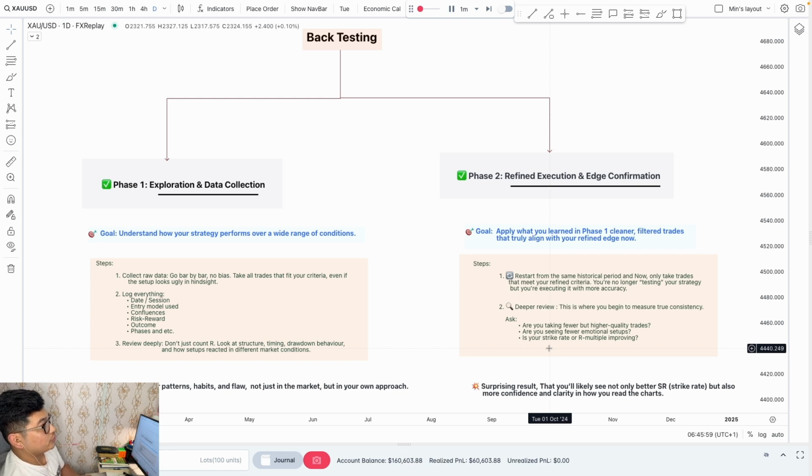And that's how you're going to make your edge, that's how you're going to make your own strategy, and that's going to help you in the live market without any hesitation, without any ifs or buts, right? And you will be surprised by the result, that you will likely see not only a better strike rate but also more confidence and clarity in how you read the charts. And this is how you're going to gain confidence in the live market. All right, so this is all. So we'll just start how I'm testing the backtesting, and I'll show you a few backtesting models.